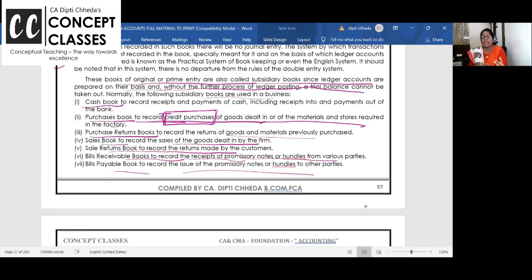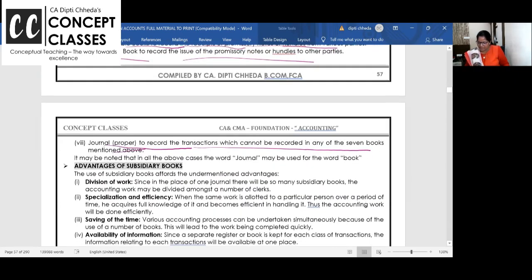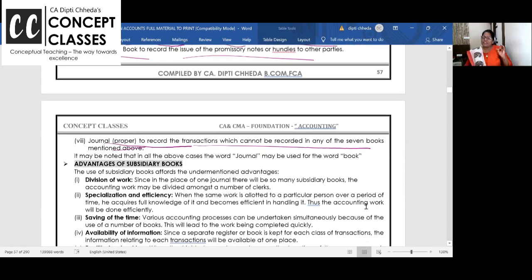For example, rent account debit to outstanding rent. Am I paying the rent? No. But am I making outstanding on the last day of the financial year? Yes. So like this, listen carefully: other than these 7 subsidiary books, whatever entries are to be recorded will come in journal proper.